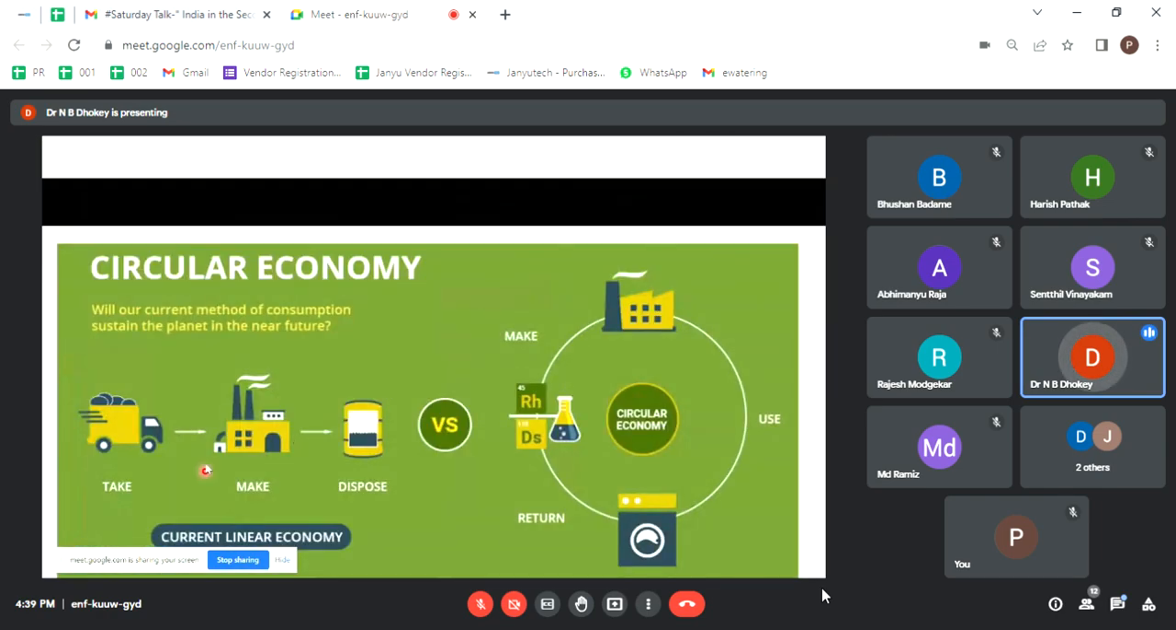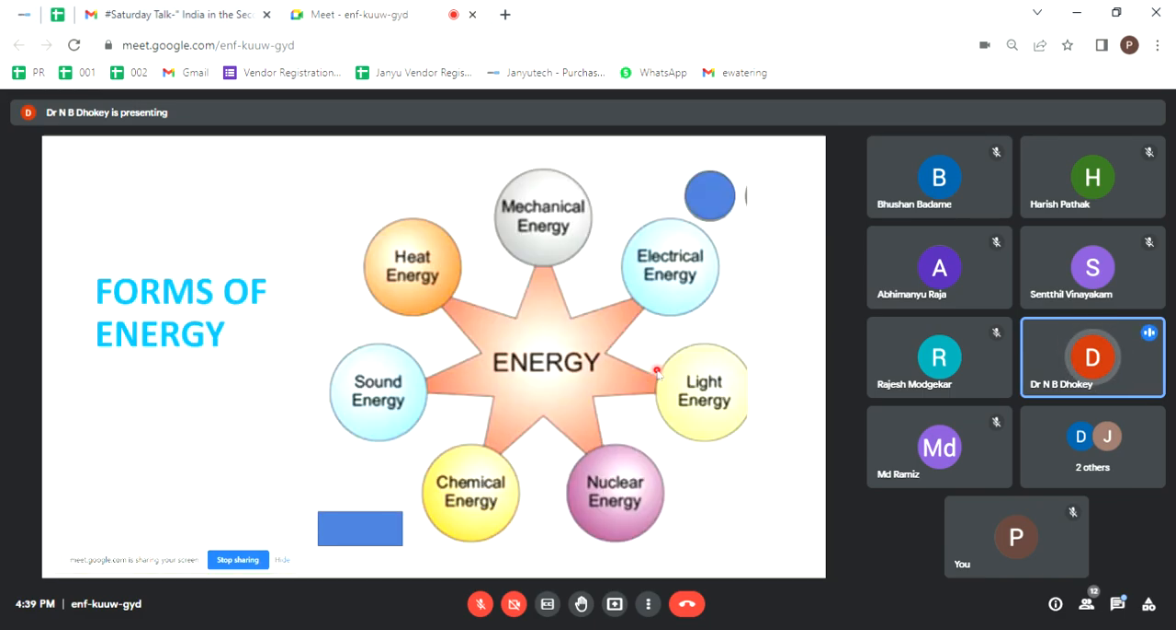Now, while doing so, it also realizes that when you are developing certain material or process, we need to look at the circular economy. So this is the current linear economy, take, make, and dispose of, and this is the circular economy. So we should have more recyclability in the system, and of course a reduced carbon footprint. That's a very important part of this energy materials or any process for that matter.